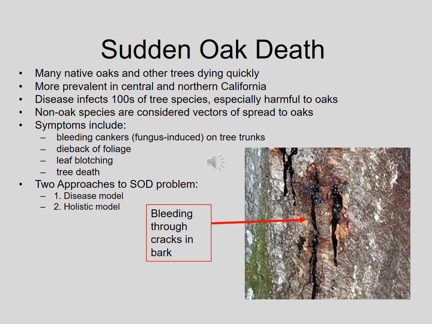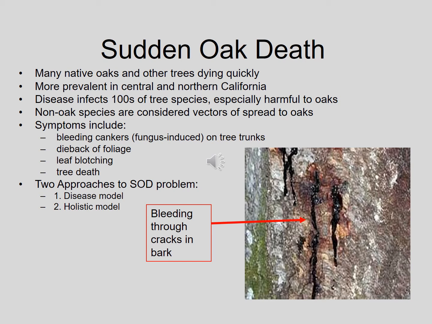Lots of other native trees also in central and northern California. You do see it in southern, but it's not as prevalent yet. And lots of species, as I said, are infected, not just oaks, but the oaks are a main vegetation type, a main species type that you see all over the Central Coast and Northern California. So it makes a big impact on the ecosystem when the oaks are hit, thus the name.